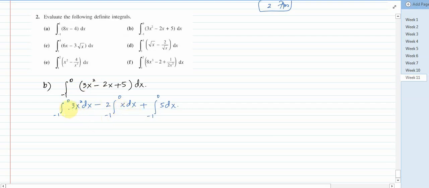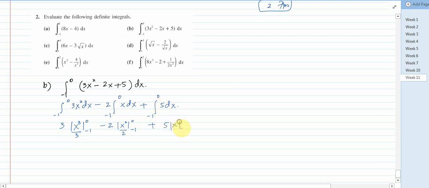Alright, now these three terms are ready to integrate. So the first one is 3 outside, and the integral of x square is x cube divided by 3. Alright, and now we need to apply limits here. So limits are minus 1 to 0, minus 2, integral of x is x square divided by 2, and the limits we have are minus 1 to 0, plus the integral of 5, which will be 5x, right, constant.